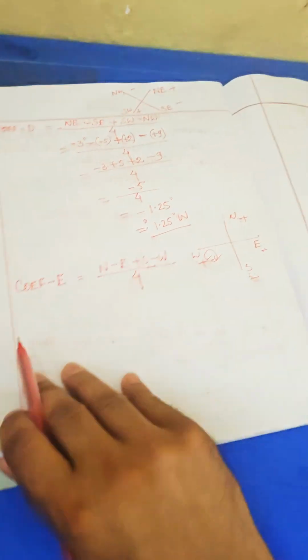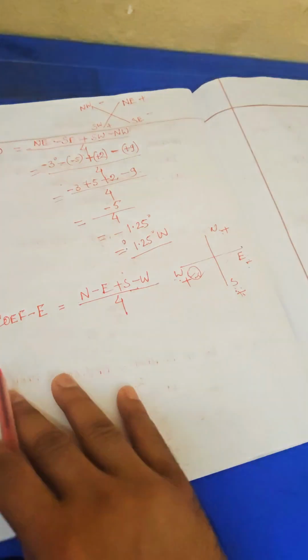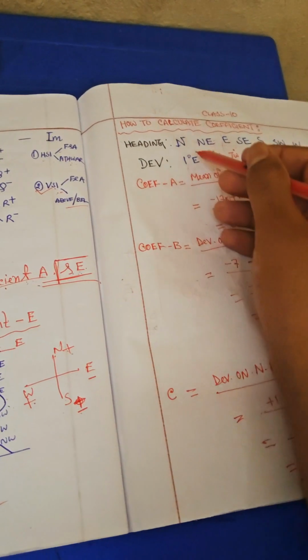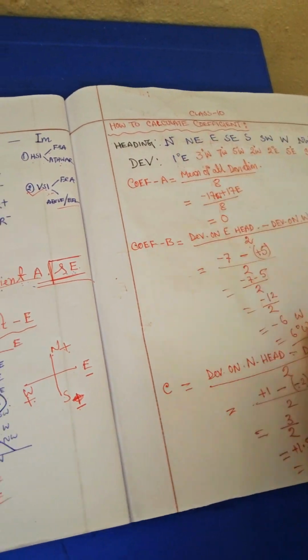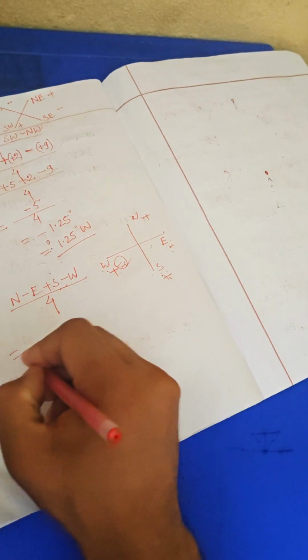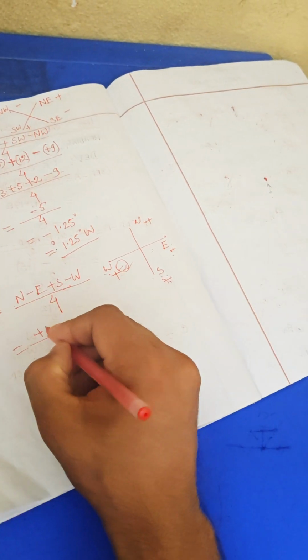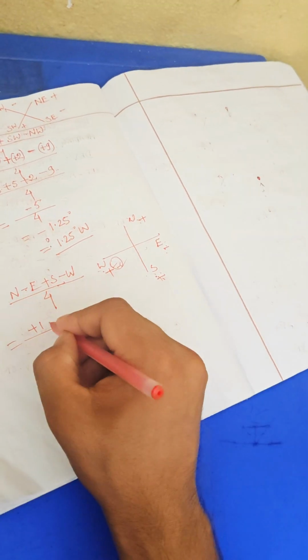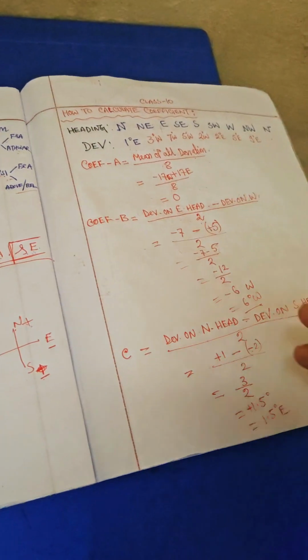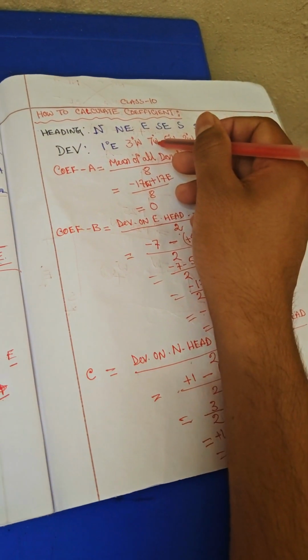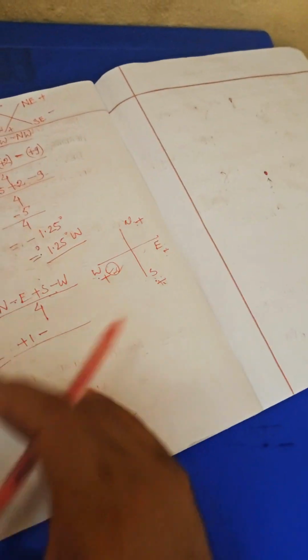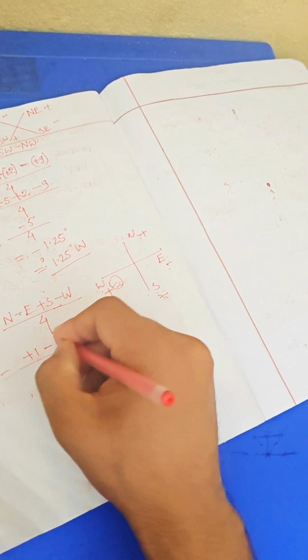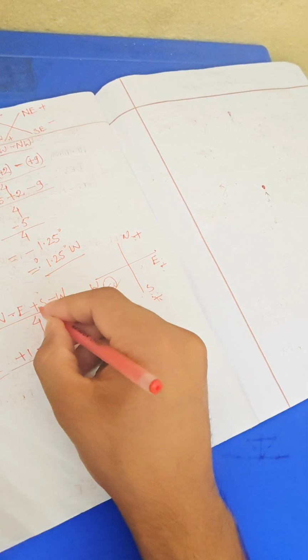Now we will see how the deviation was for these 4 headings. For northerly heading, deviation was 1 degree east. Okay, we write 1 degree east, and this is minus from the formula. And for easterly heading, deviation is 7 degree west. So 7 degree west means minus 7. Okay, this plus from the formula.